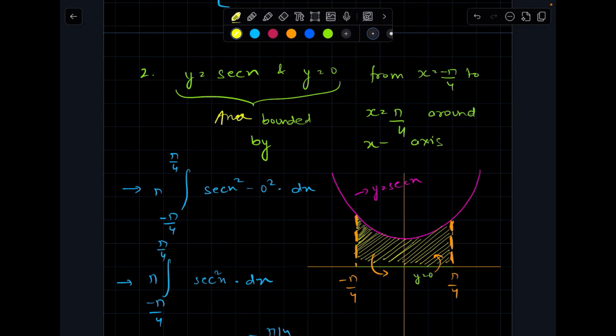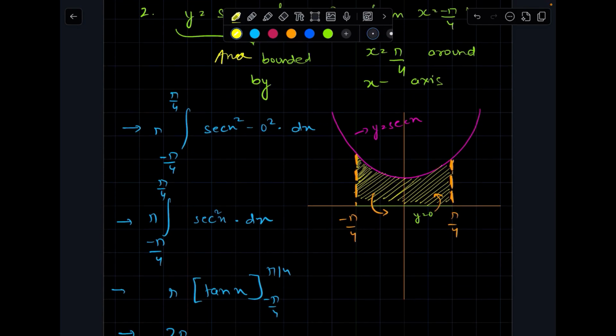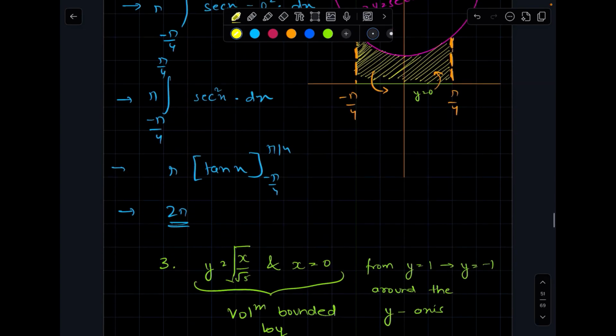We have been given the limits minus pi by 4 to pi by 4, and we need to find the volume of the figure formed after rotating it around the x-axis. So we input the values. Sec x is always above the x-axis at all points between the limits, so we'll input it as f of x, and we'll solve the integral.